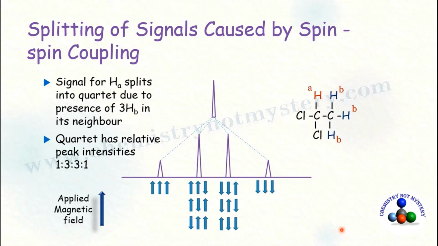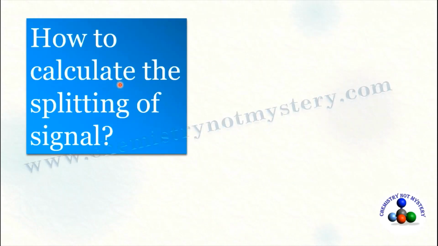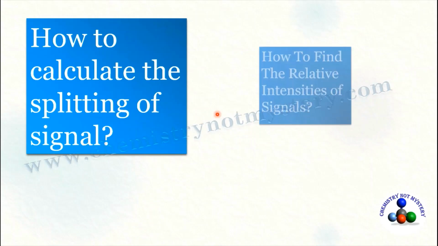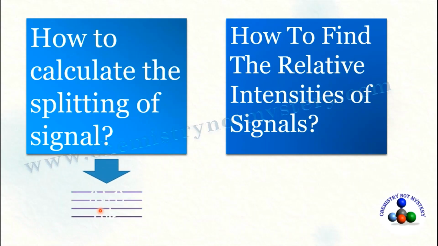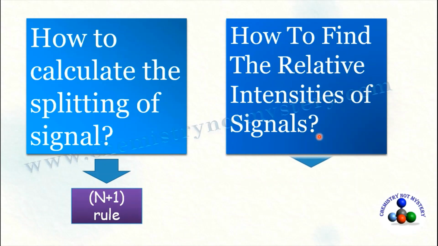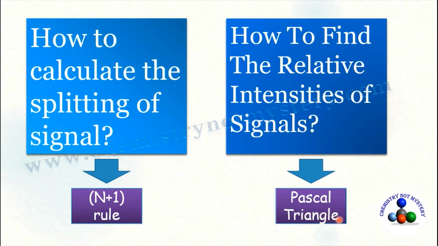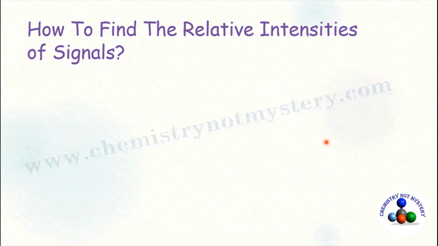Now for sure you must be wondering, how do we calculate the splitting of signal and how to find the relative intensities of the signal? For the calculation of splitting of signal, the n+1 rule is there. And to find the relative intensities of signal, you can use the Pascal triangle. First of all, we are going to discuss relative intensities.